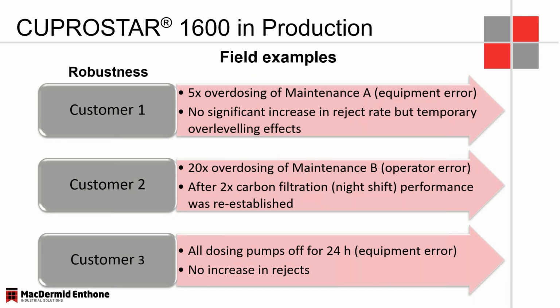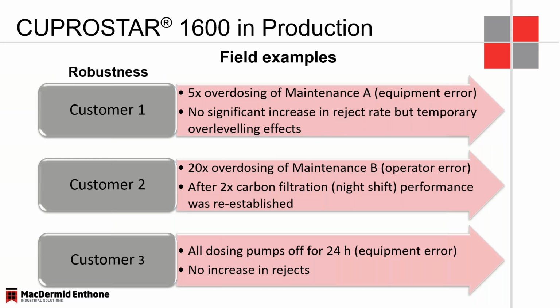Some robustness examples from my CUPROSTAR 1600. We want to make sure that when we develop these systems, our goal is to develop a process that is customer friendly and that really allows for a wider operating range. We know accidents happen. We know feeders get overfed. We know some people over add to the tank. We know sometimes they forget to add to the tank or the feeders aren't working at all. So when we're developing these types of processes, obviously, we're aiming to have them run at best practice in every situation, but what happens if they don't?